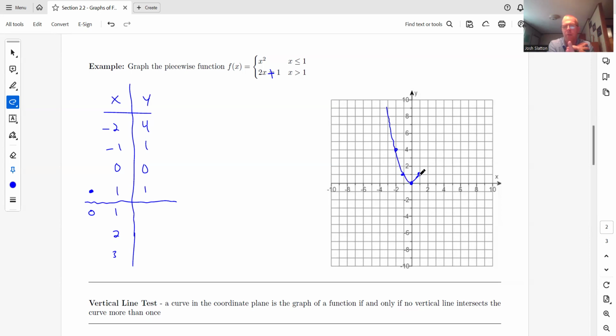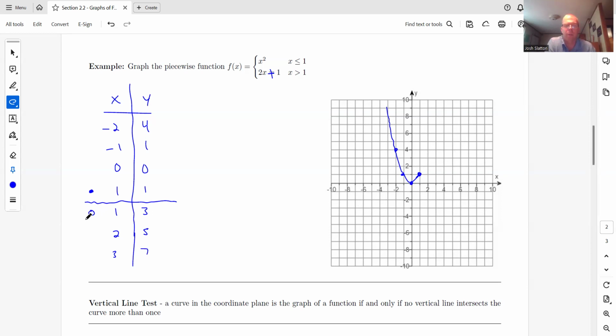So once we get past 1, we're no longer looking at the x squared function. Now we're going to be looking at the 2x plus 1. So now 2 times 1, so we're going to plug the 1 in here. 2 times 1 plus 1, that would give us 3. 2 times 2 plus 1 is 5. 2 times 3 plus 1 is 7. So let's plot these. So 1, 3.